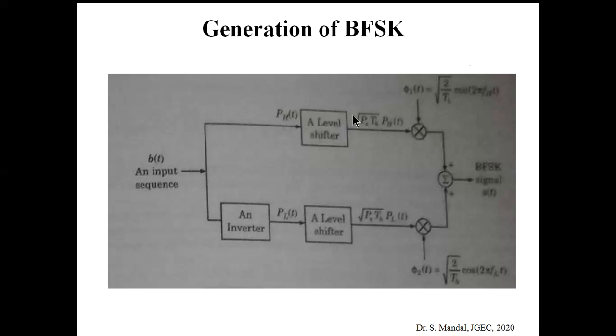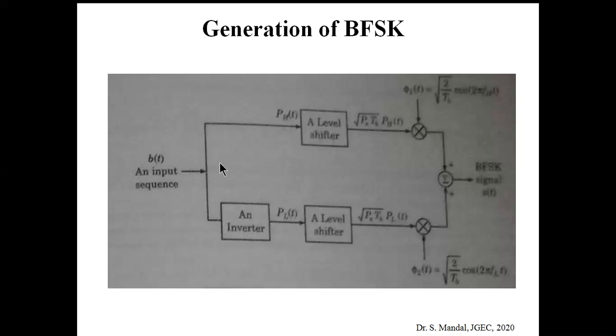Now coming to the next point, generation of BFSK. So this is the block diagram of generation of BFSK. Generation of BFSK consists of two level shifters, two product modulators, one adder, and an inverter. Here you can see that the corresponding blocks are connected like this. So this is bt, which is nothing but the input sequence. That means it consists of 1 and 0. It is basically unipolar, where 1 is represented by 1 volt and 0 is represented by 0 volt.